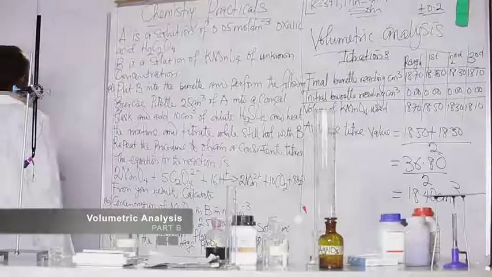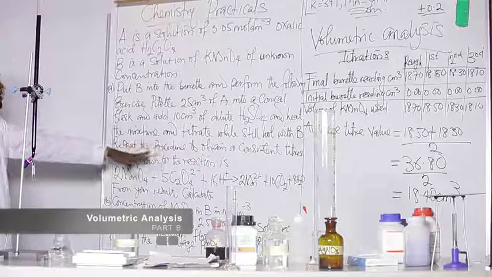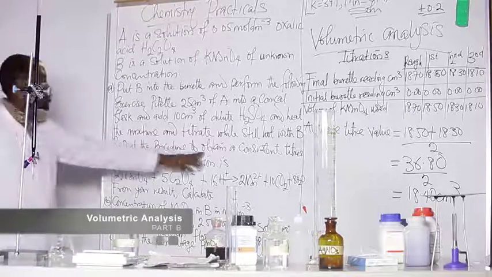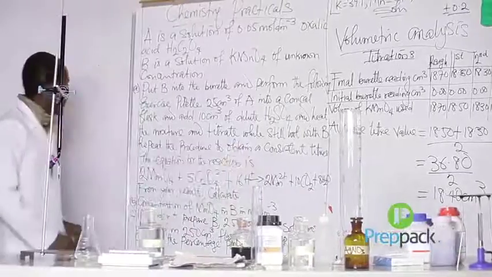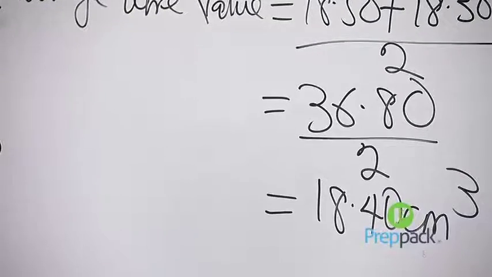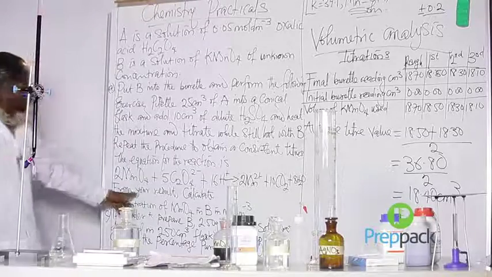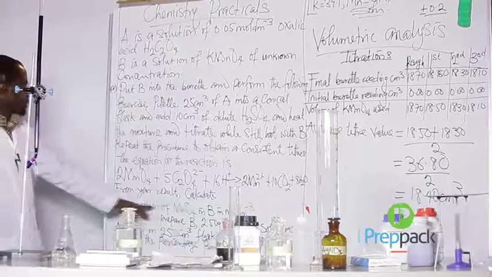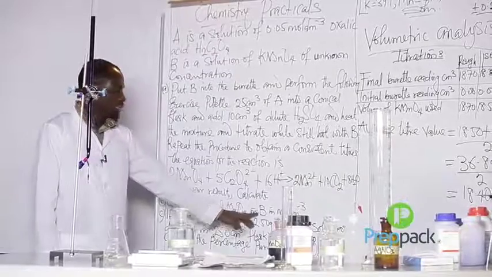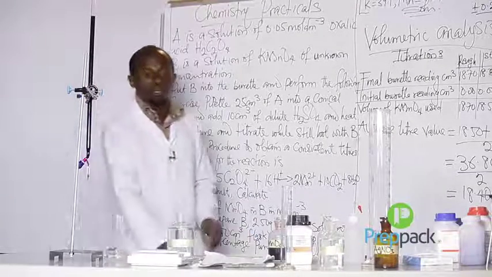The first question says, add this, okay? Repeat the procedure to obtain a consistent titer. That's the titer value that we've obtained so far. So what's next? The question says, from your result, calculate the concentration of B, the concentration of MnO4 in B in mole per dm cube.